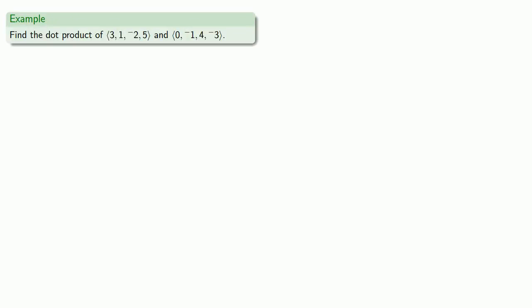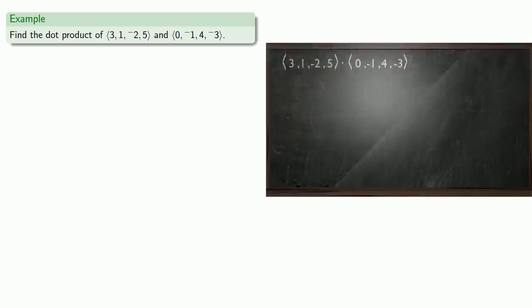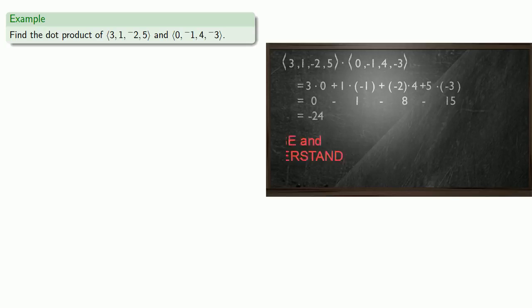For example, let's find the dot product of the vectors 3, 1, negative 2, 5, and 0, negative 1, 4, negative 3. So the dot product is the sum of the component-wise products. So I'll multiply the first components together. I'll multiply the second components together. Multiply the third components together. Multiply the fourth components together. And add them. And I get the dot product of negative 24.